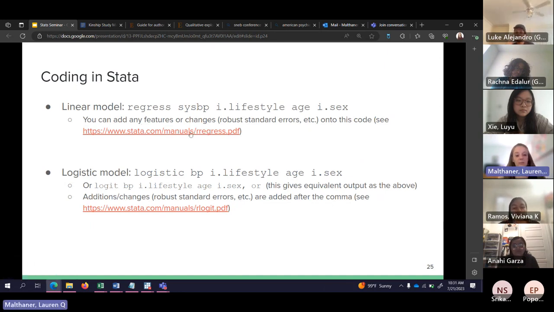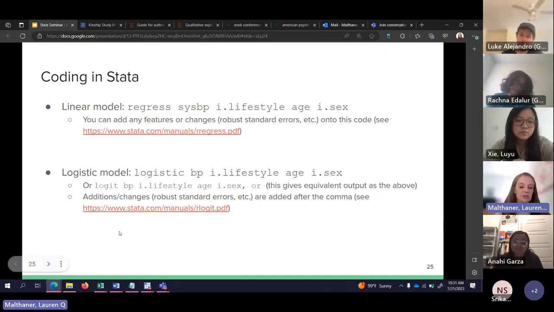And then there are expansions, different things you can change on these regression models, and all of those options are available in the data manuals on the software. Like how I would do that is I would just use the command help logistic, and then it'll just pull up all of the options for the logistic command.